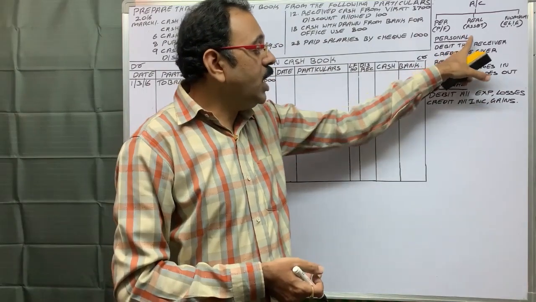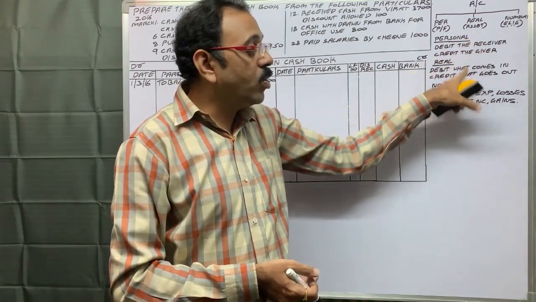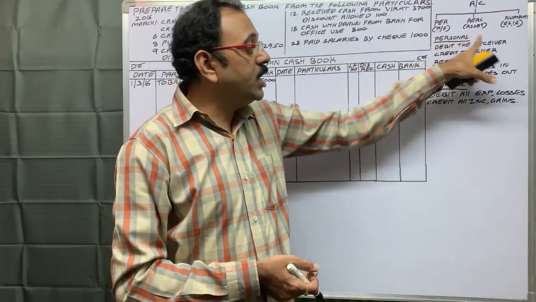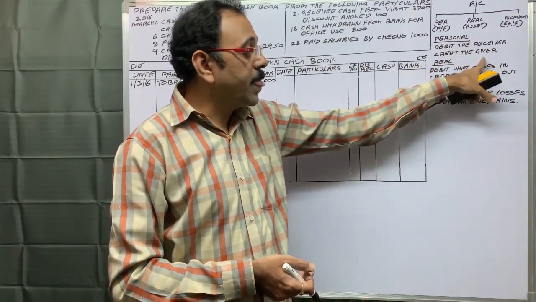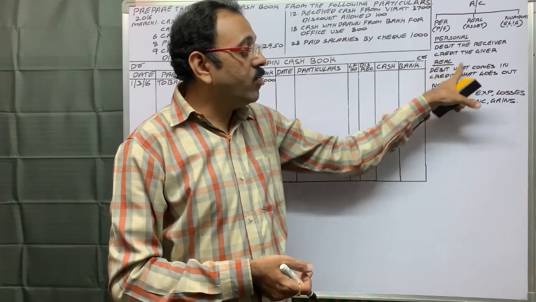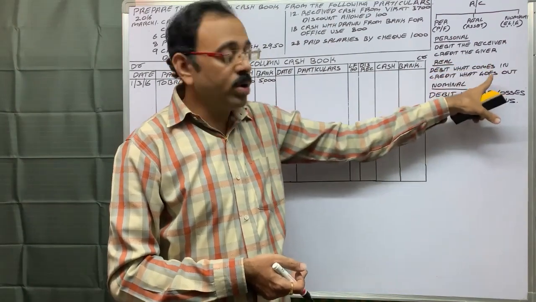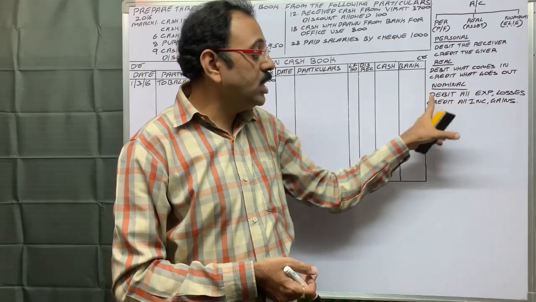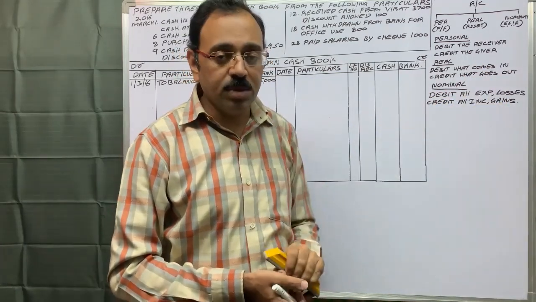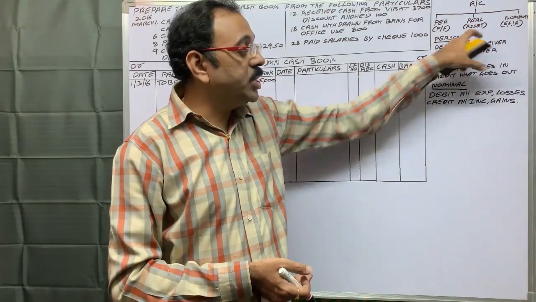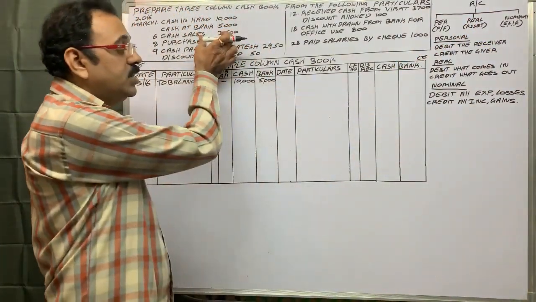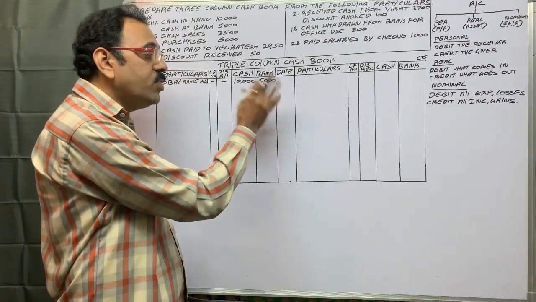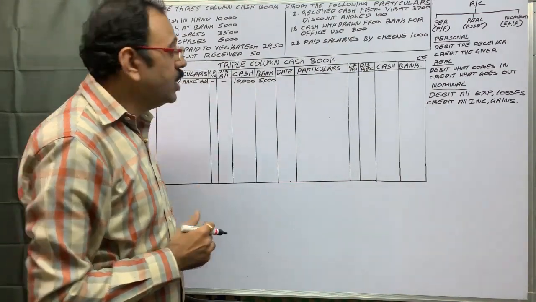Now for these three accounts, there are three accounting rules. For a personal account, what is the rule? Debit the receiver, credit the giver. For a real account, debit what comes in, credit what goes out. For a nominal account, debit all expenses and losses, credit all incomes and gains. So with this information, for every transaction, we have to frame one journal entry. Then that journal entry we have to post in the cash book.